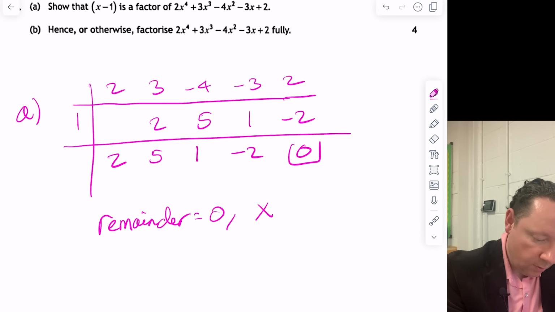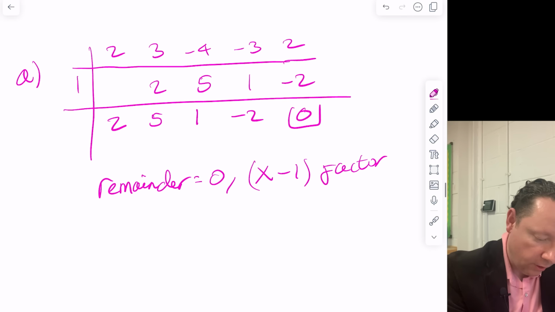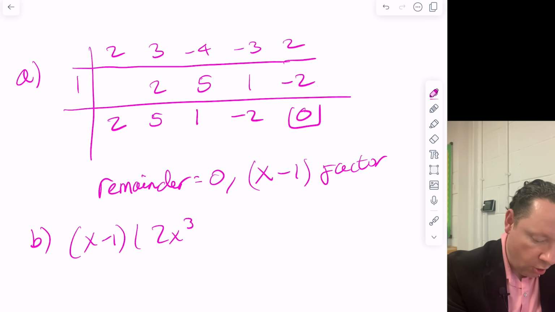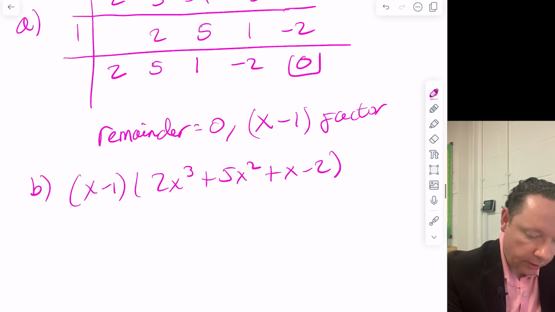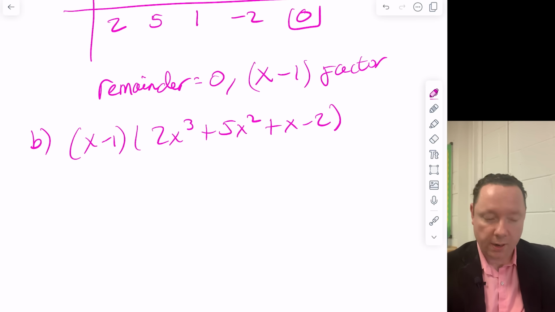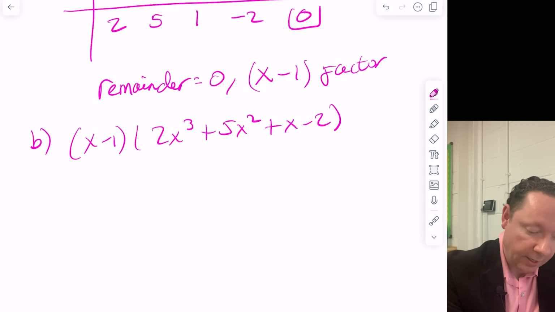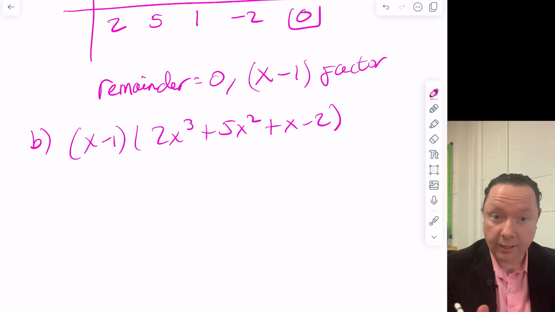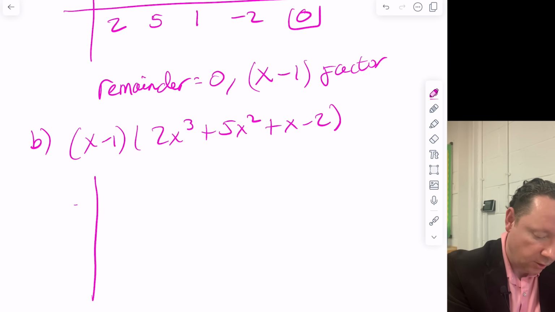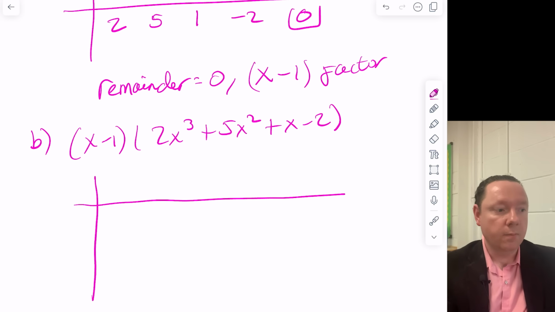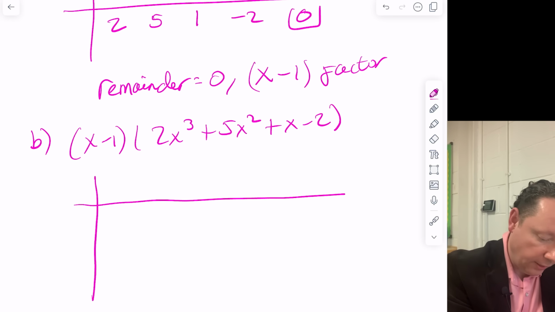We just say remainder 0. So x minus 1 is a factor. So now we have to factorise it fully. So for part B, we've now got x minus 1 times 2x cubed plus 5x squared plus x minus 2. So I need to find another factor. Now I've already got minus 1, so I could try 1, I could try 2 or minus 2. Or I could try any factor. Now I've already done this to be fair with you, and I got it on 1. But you just keep trying numbers till it works.